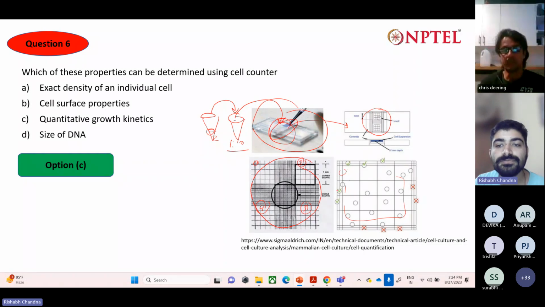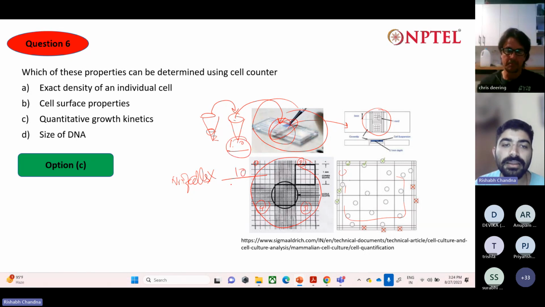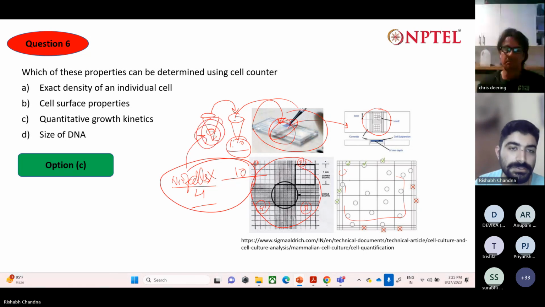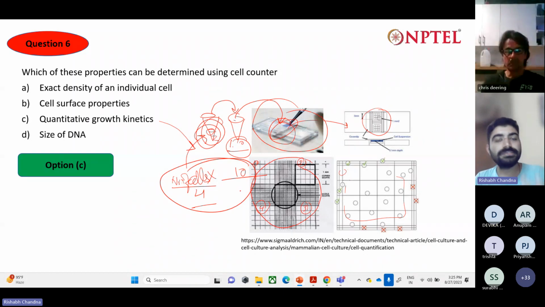Then we calculate: the number of cells counted, multiplied by the dilution factor, which here is 10, divided by the number of quadrants. This gives the number of cells present in that particular volume. This is how we measure the quantitative growth kinetics of these cells. We grow the culture, and after 3 days we get this many cells. So this is how we can correlate with the number of cells using the cell counter.